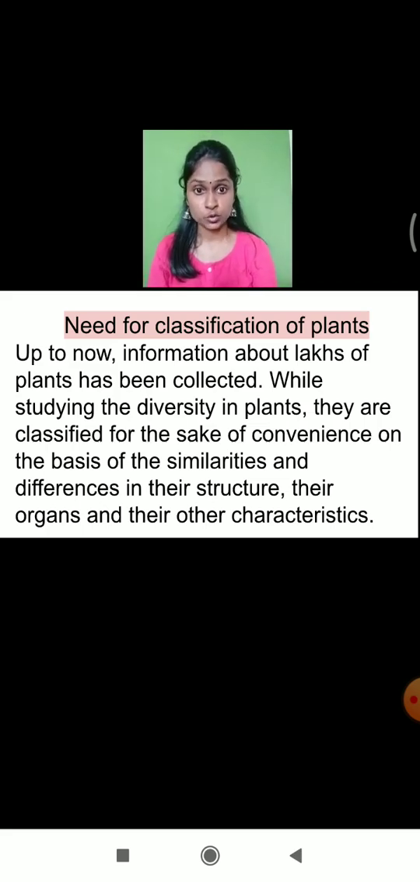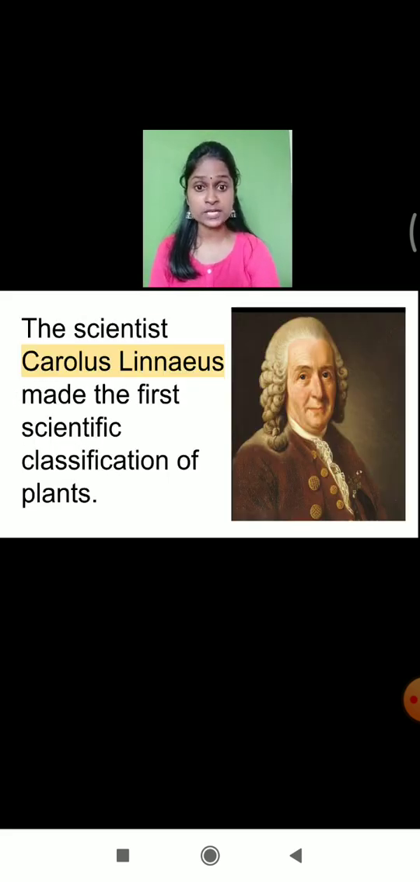Am I right? So you know that up to now information about lakhs of plants has been collected. While studying the diversity of the plants, they are classified for the sake of convenience on the basis of similarity and differences in their structure, their organs as well as their characteristics. And do you know students, who gave us the first scientific classification of the plant? So you can see here the name of the scientist, Carolus Linnaeus.